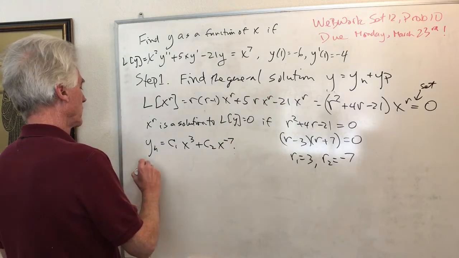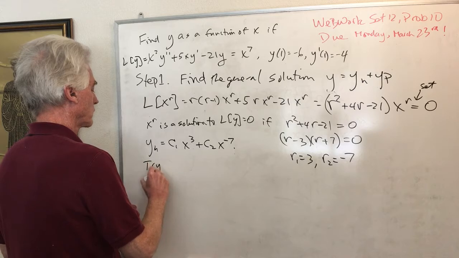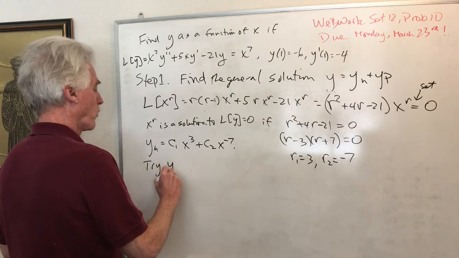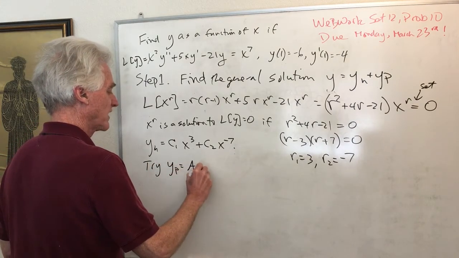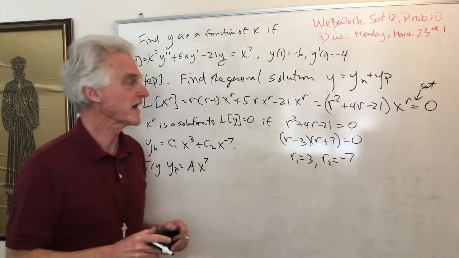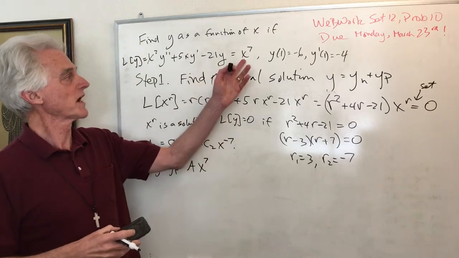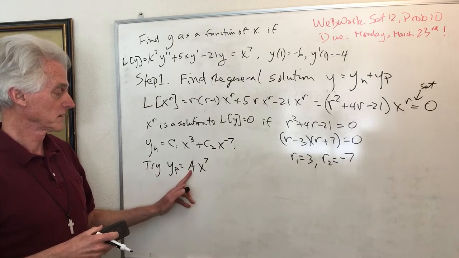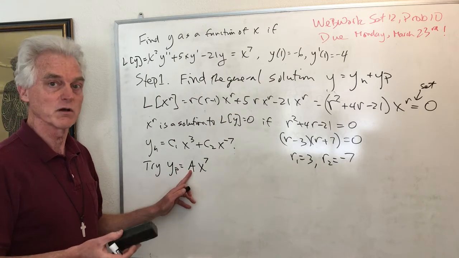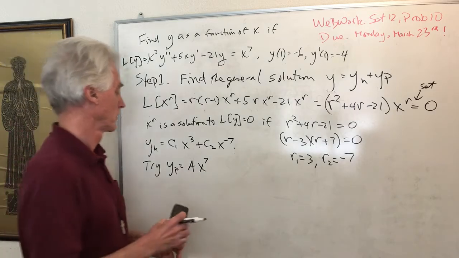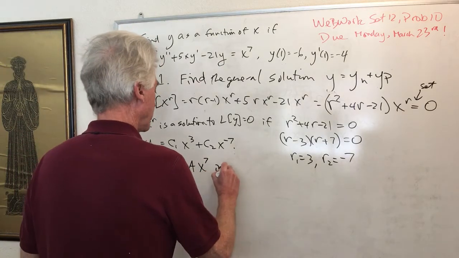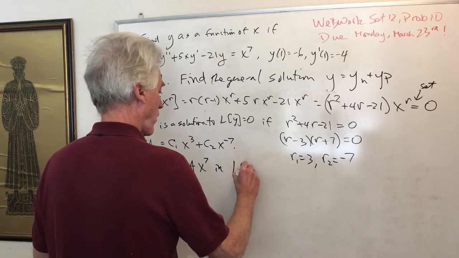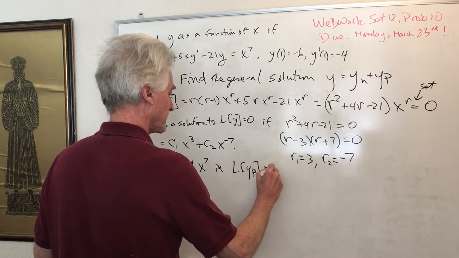Well, try yp is a times x to the 7th. Why x to the 7th? Because the right-hand side is x to the 7th. We don't know what that a is going to be. That's like the undetermined coefficient that we had before. We try that in Lyp is x to the 7th.